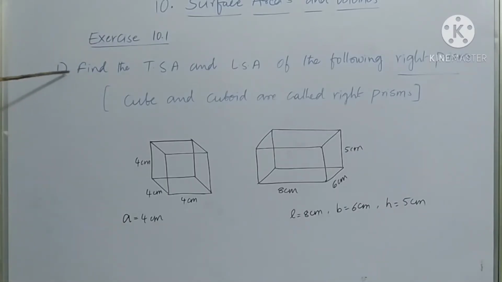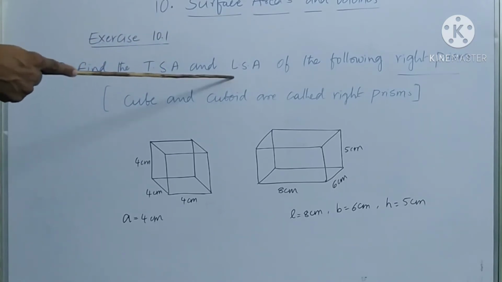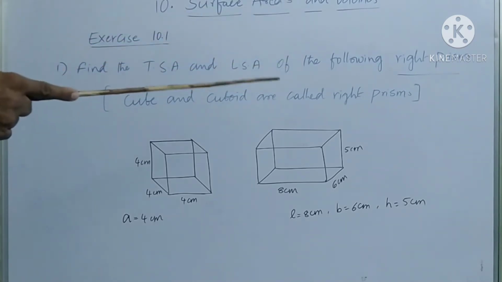So this is our first question from exercise 10.1 based on surface areas of cube and cuboid. Here, find the total surface area, TSA means total surface area, and lateral surface area of the following right prism.